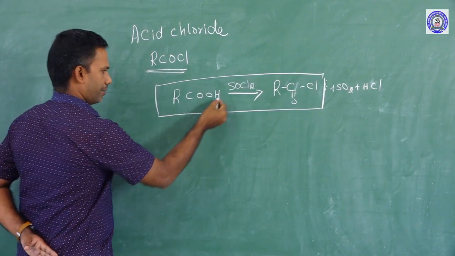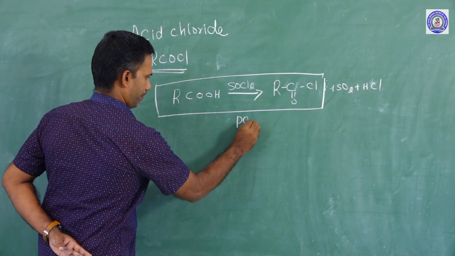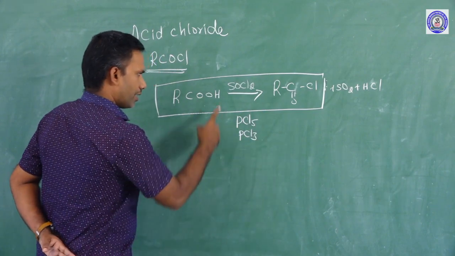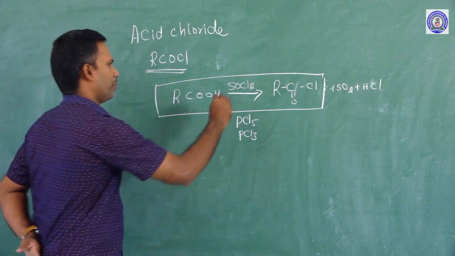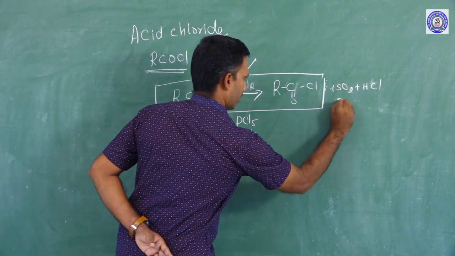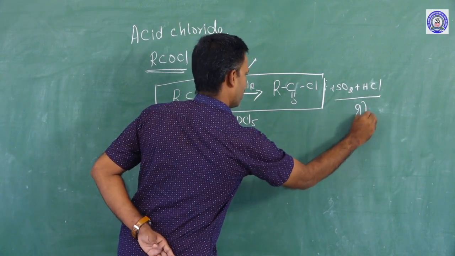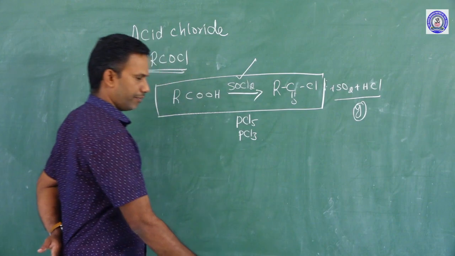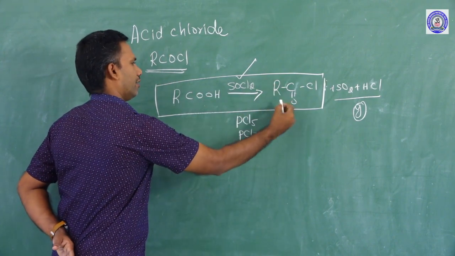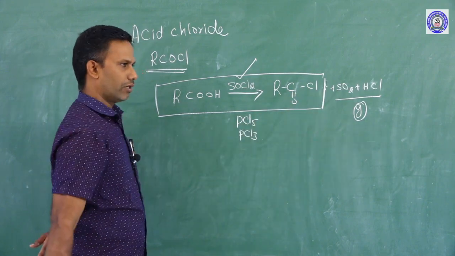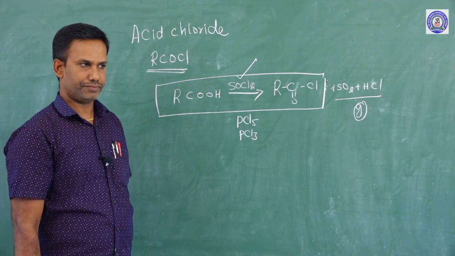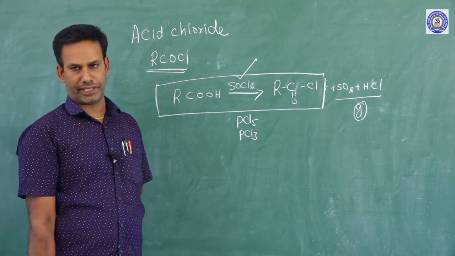Some other reagents can be used for the same process, such as PCl5, PCl3 and so on. Among these three reagents, thionyl chloride is the superior reagent. Why? Because the byproducts are gaseous in nature, they will escape from the mixture. So you can get the acid chloride without doing any other work. This is a superior method to prepare an acid chloride. Then let us move on to the properties.